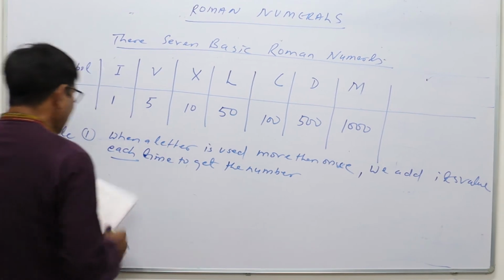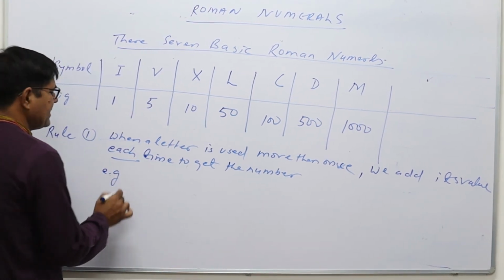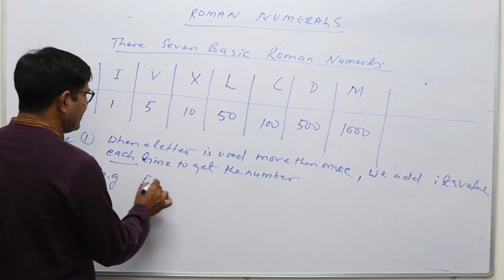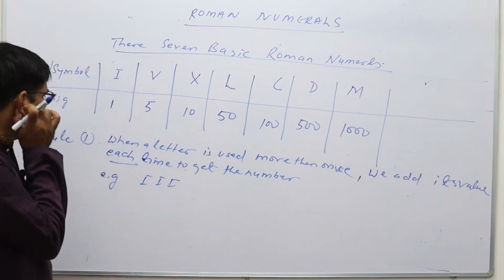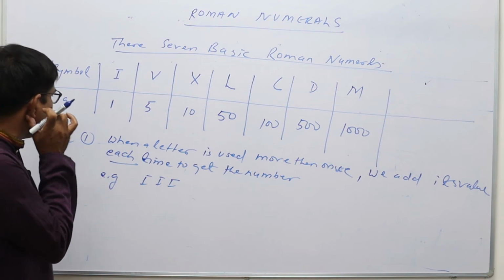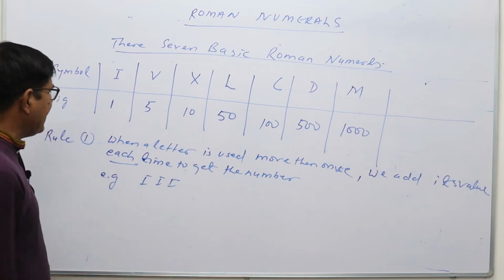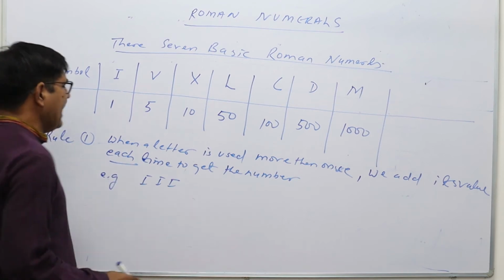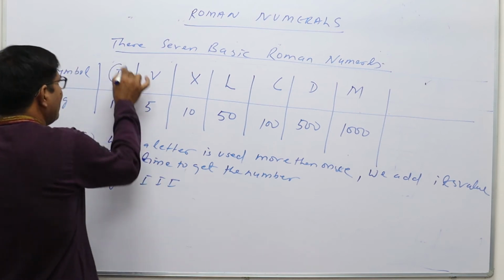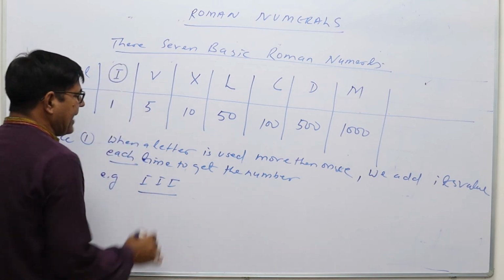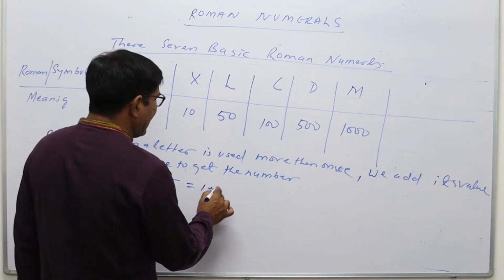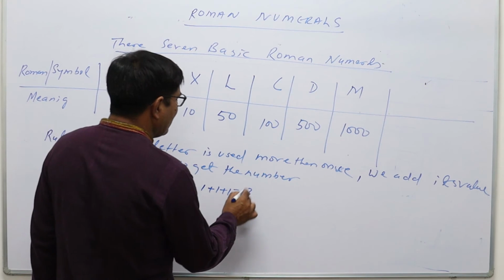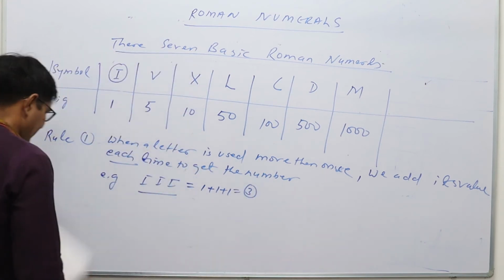For example, let us suppose the symbol I is repeated 3 times. Then the times in which that symbol or letter is repeated, it will be added. So I represents 1 and it is repeating 3 times, so it will be added 3 times: 1 plus 1 plus 1 equals 3.